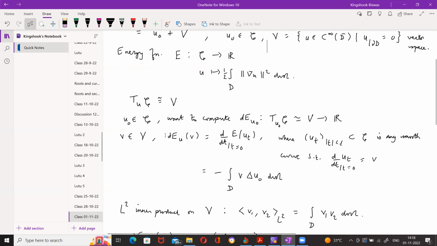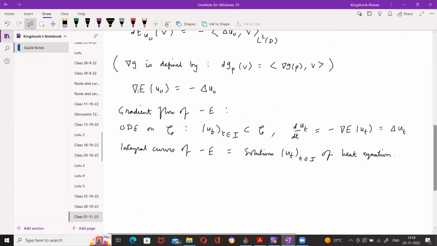So we've completely computed the derivative of the energy functional. That's a linear map from v to R. This is the inner product of v with minus Laplacian u naught. Now this is heuristic in the sense that we are not working in finite dimensions, we're working in a Fréchet space. So you have to be a bit careful. We're not working in the Riemannian setting, really.